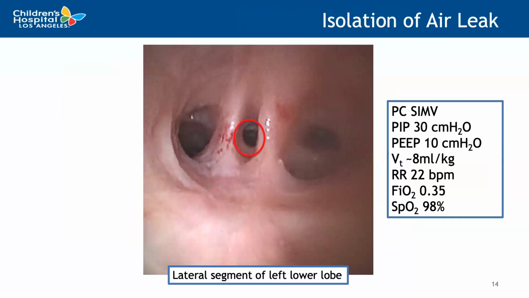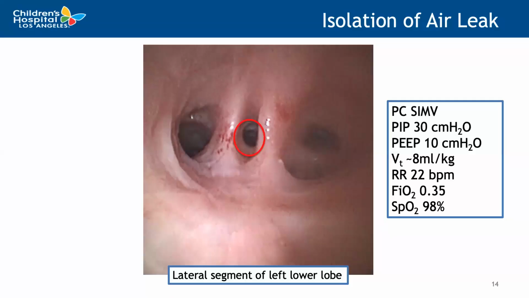This is a sample image of the bronchoscopy. As you can see, this is coming down the left mainstem bronchus and looking at the 3 takeoffs of the left lung. It was presumed that the air leak was originating from the lateral segment of the left lower lobe. At the time of bronchoscopy, these were his ventilator settings.